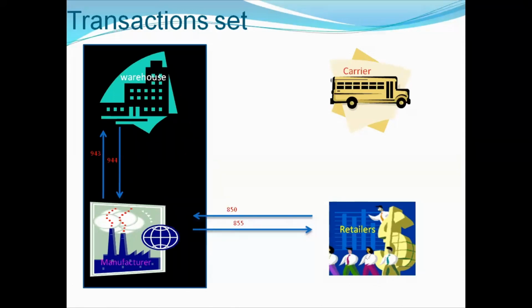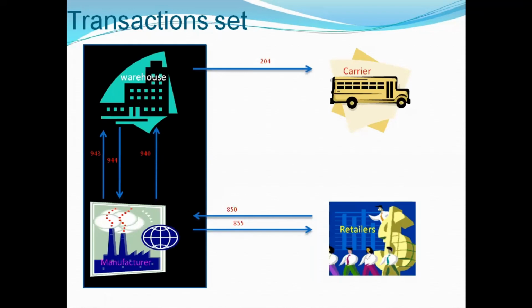Okay. And then once the items are acknowledged, the manufacturer will send an order to the warehouse. It's nothing but a warehouse shipping order, 940. Now the warehouse will load the orders received from the manufacturer into the logistics, like carrier lorries.